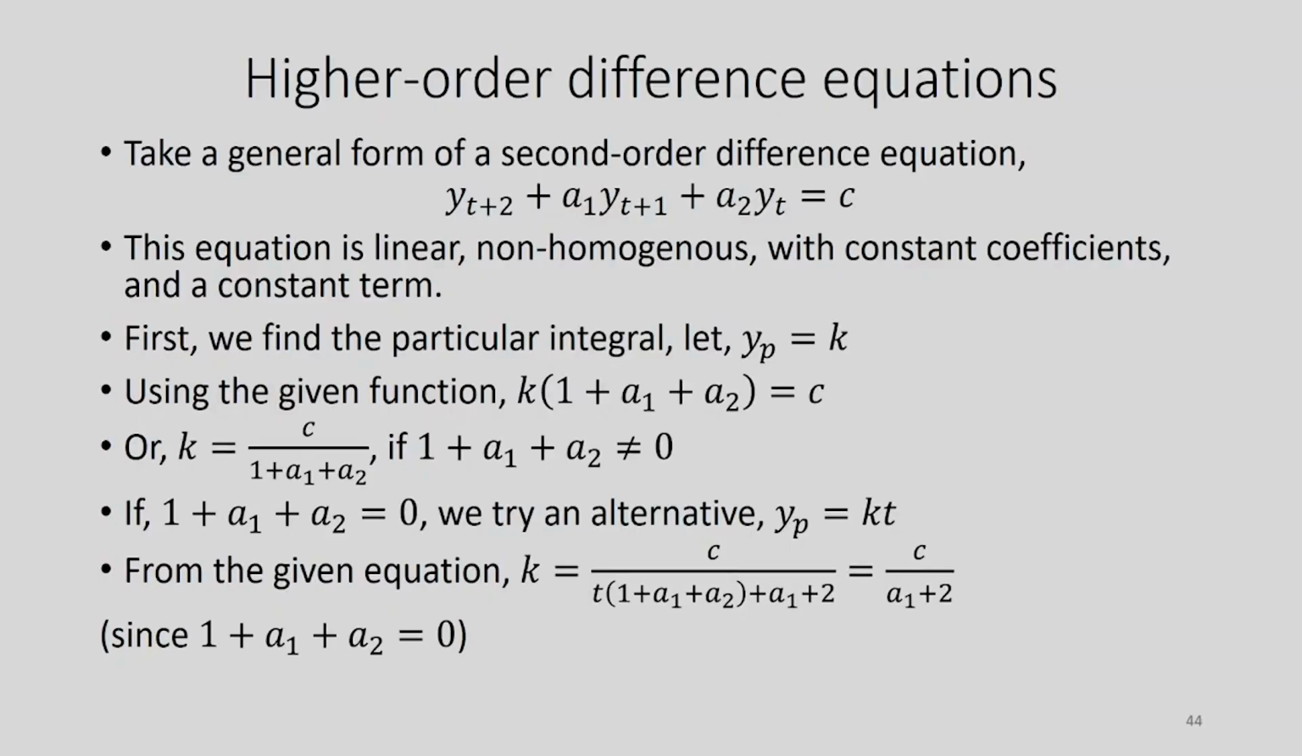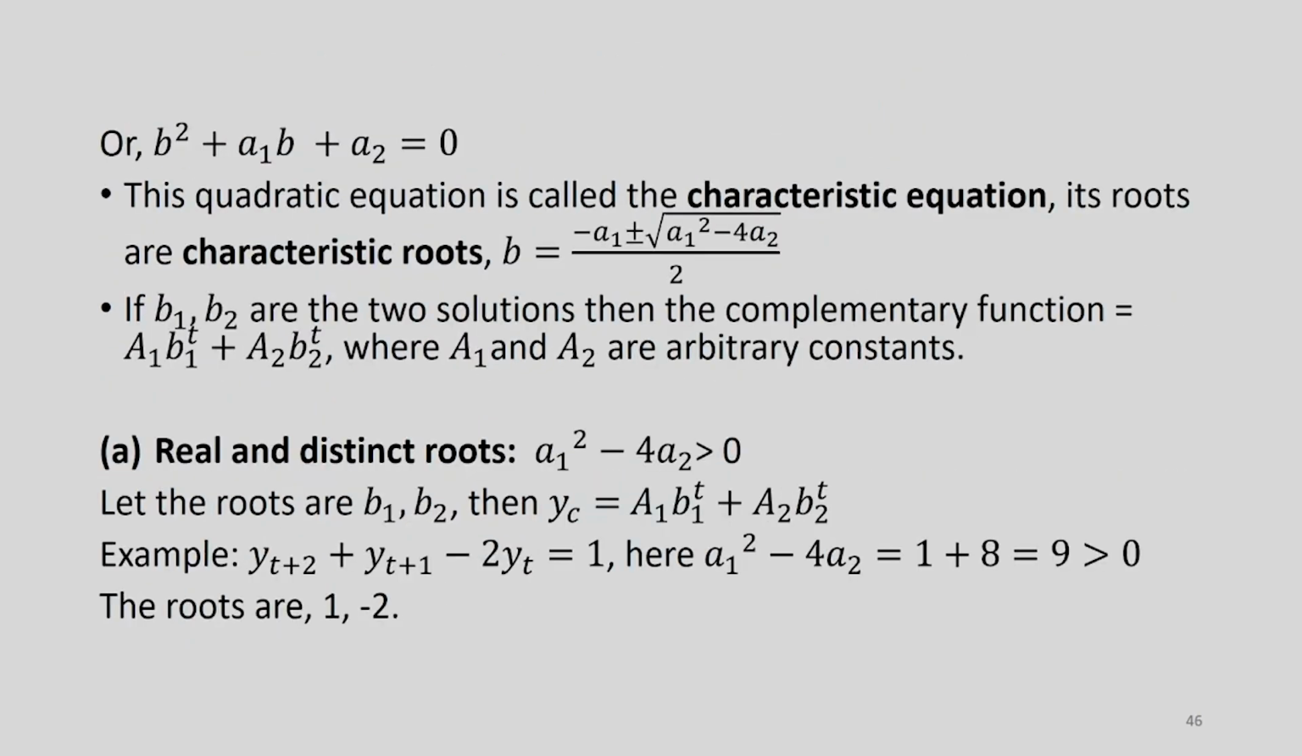So as you can see on your screen, this is the general form of a second order difference equation, which is linear, non-homogeneous with constant coefficients, and on the right hand side you have a constant term. So this is y_{t+2} + a1 y_{t+1} + a2 y_t = c. And we have seen how to solve this. We have seen that there are three sub cases.